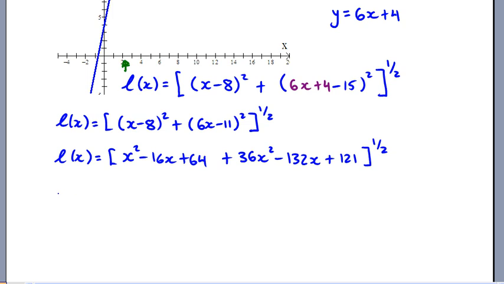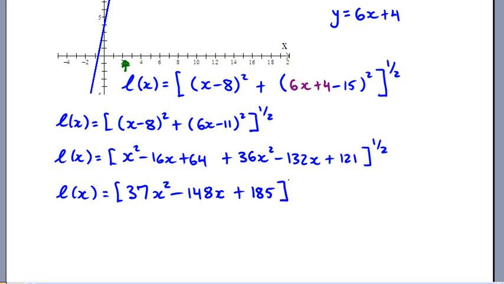Okay, I'm going to tidy it up one more time just before we go and think about intervals and do our calculus. We have got 37x squared minus 148x plus 185, and all of that needs to be square rooted. Okay, it's as good a time as any to talk about the interval for that x value.